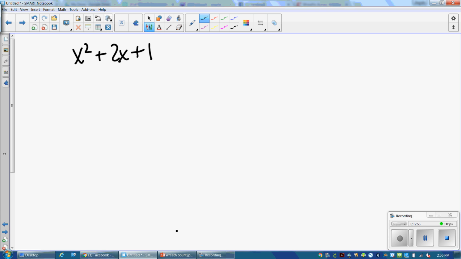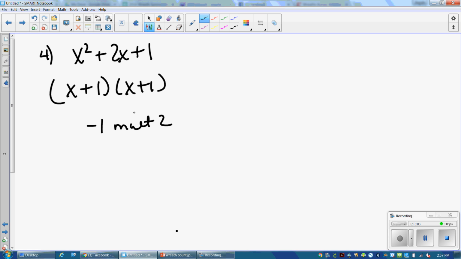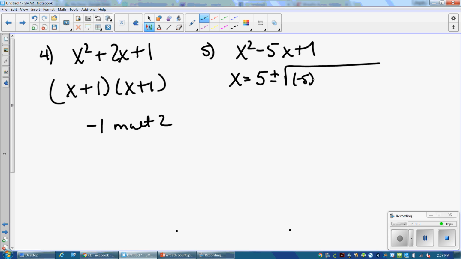Number 4 can be factored. x plus 1 times x plus 1, so my zeros are negative 1 with a multiplicity of 2, because I get negative 1 twice. In number 5, it cannot be factored. There are not two numbers that multiply to give me 1 and add up to negative 5. So I'm going to do the quadratic formula. x is equal to the opposite of b plus or minus the square root of b squared minus 4ac, because a is 1, c is 1, all over 2a.